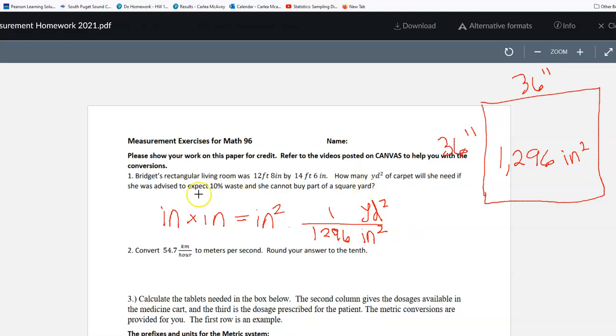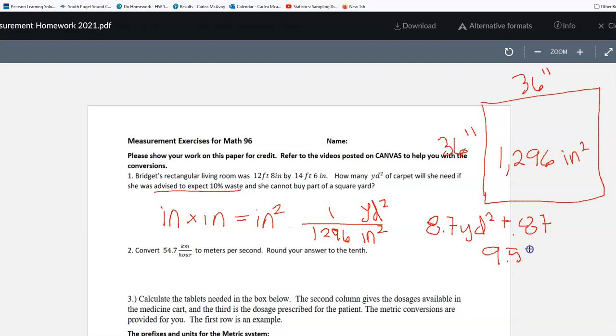And then you have to remember to add the 10% waste. Once you divide by 1,296, you will have your answer in square yards, but there are a couple of things left. One is to add 10% waste. Let's say I got 8.7 square yards. That's not the answer, I'm just saying if I got that. 10% of that would be 0.87. So I would add those two together, and 8.7 plus 0.87 is 9.57.